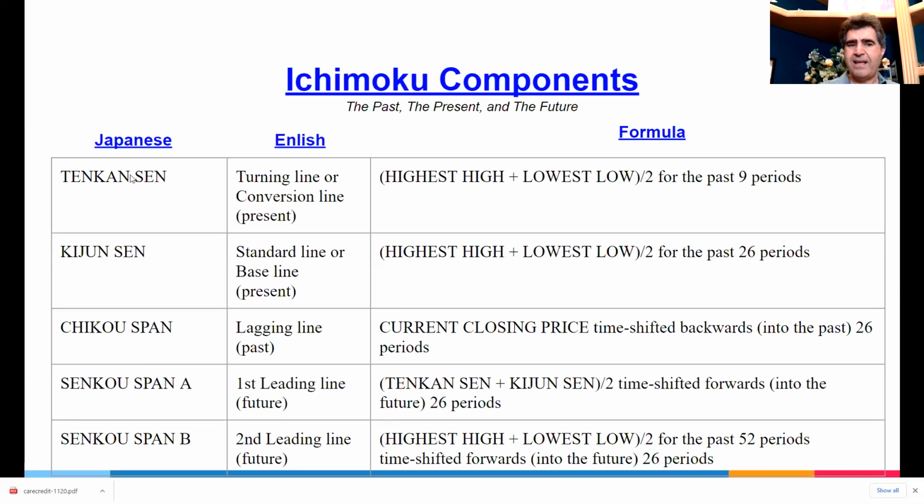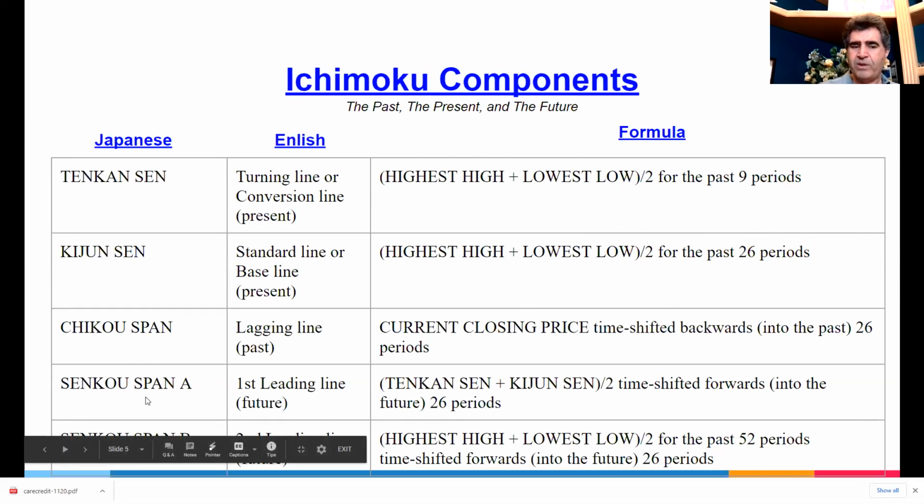The Tenkan-sen was the turning line. We call it the conversion line, which is the highest and lowest divided by 2 for the past 9 periods. The Kijun-sen was the standard line, the slower line or baseline, which was the highest point and lowest point divided by 2 for the past 26 periods. The lagging line was Chikou Span, which is the current closing price, time shifted backward 26 bars.